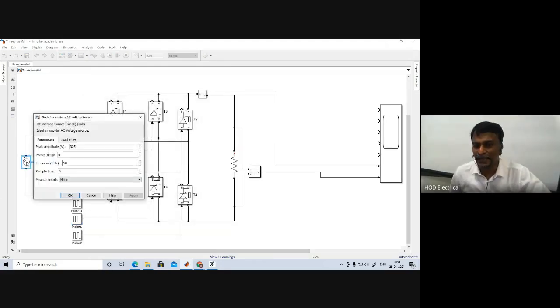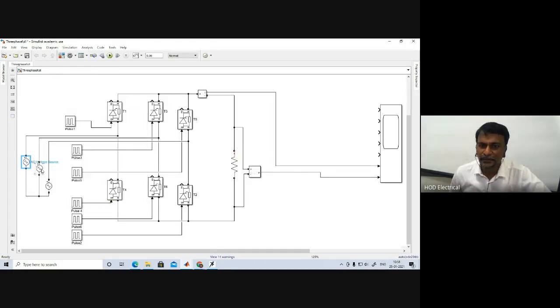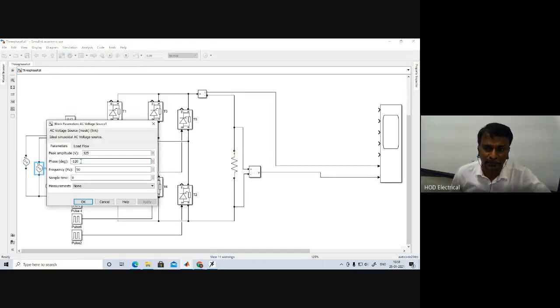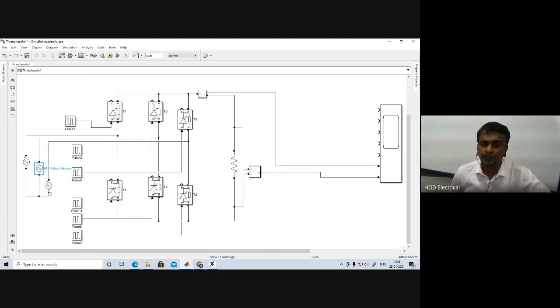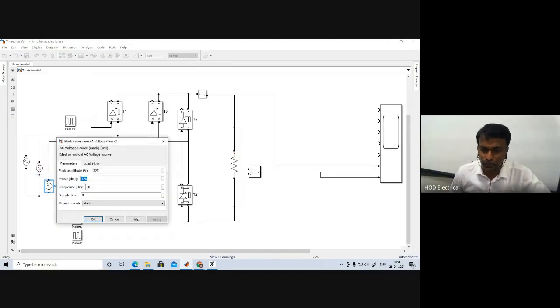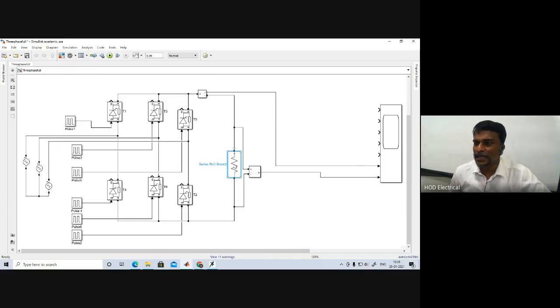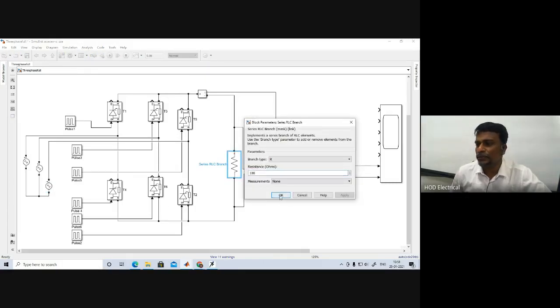Then for the three-phase source, I have given the RYB sequence, peak amplitude of 325, frequency is 50 Hz. Then for the Y phase, I have just changed the phase angle to minus 120 degree. Then the B phase is plus 120 degree. This is the firing pulse. Resistance, I have given 100 ohm.